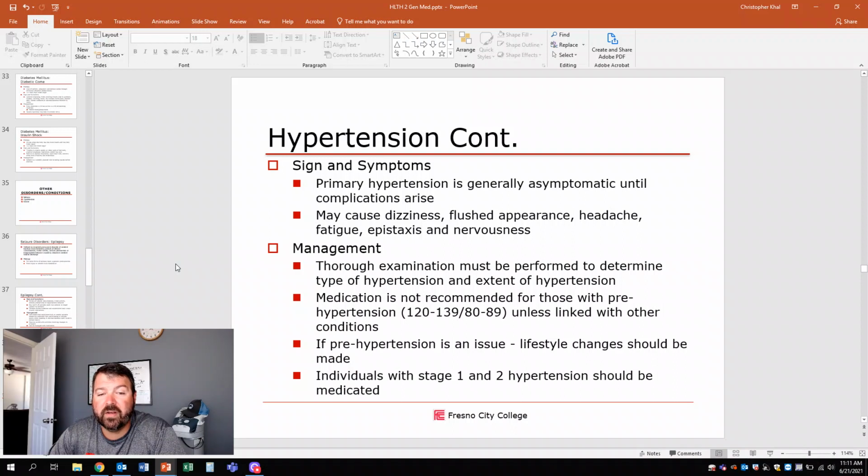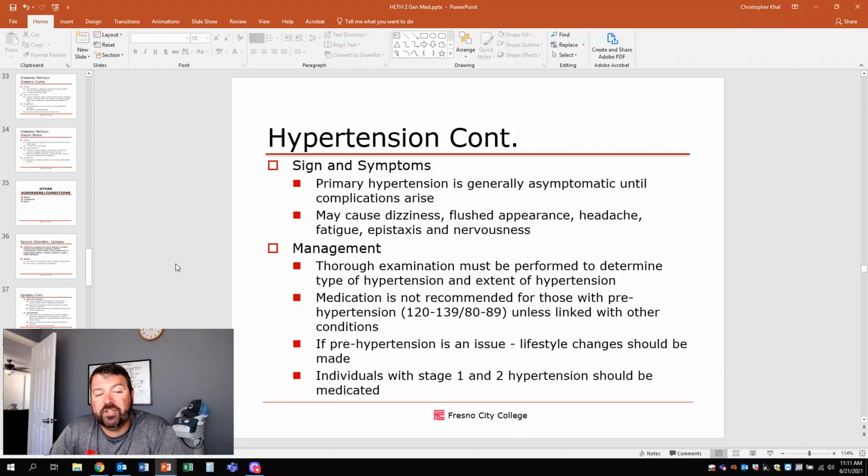Medication is not recommended for those with pre-hypertension. Like the normal, the pre-hypertension is 120 to 139 for your systolic blood pressure, and your diastolic blood pressure is 80 to 89 millimeters of mercury. Okay. So usually the normal blood pressure is 120 over 80. You guys all heard that. Everyone's is going to vary slightly.